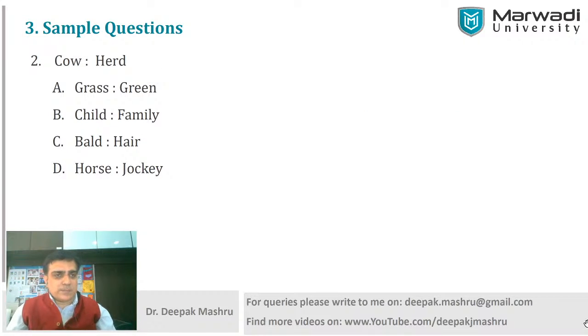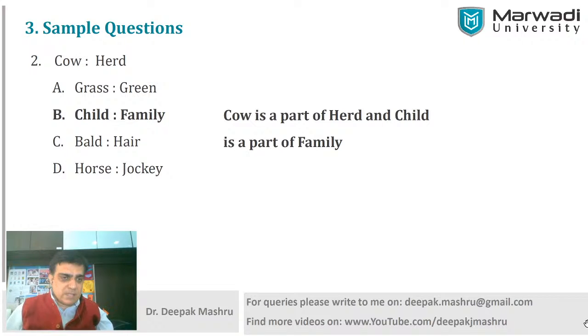Next one is cow and herd. Cow, that is a group of cow, is called herd. Right? Then what can be the answer? Grass, green; child, family; bald, hair; horse, jockey. Grass, green, that means grass is green, right? No. Child and family. Bald and hair: the person who has no hair is bald. Nothing related, right? Horse and jockey: the person who sits on a horse is a jockey, right? It's not there. So here the answer is B, right? Child and family, because cow is a part of a herd and a child is a part of a family. That's why it should be B.